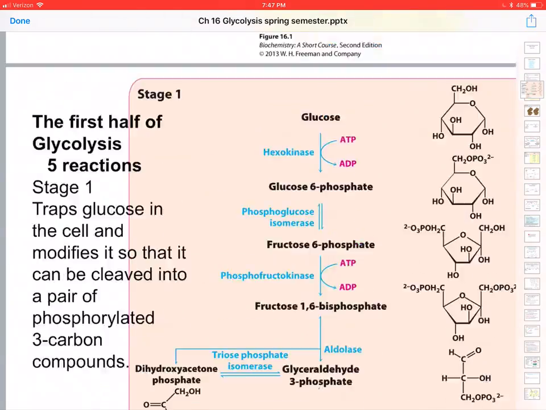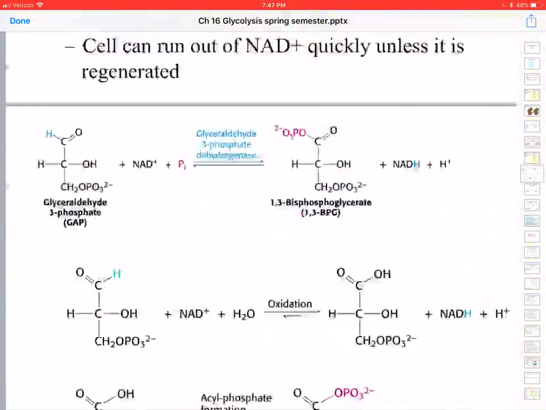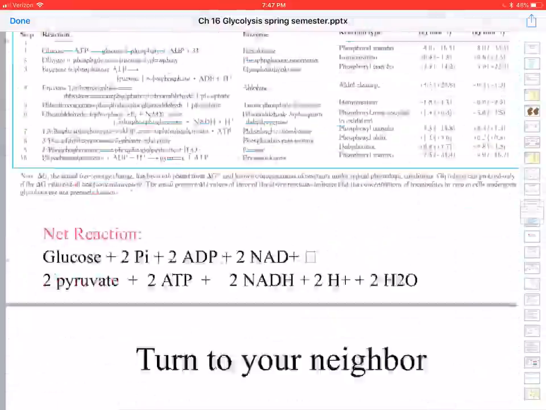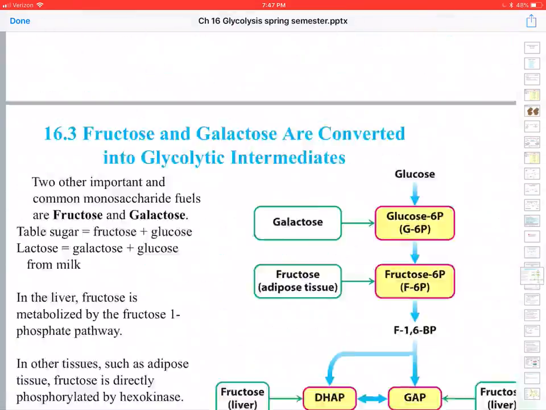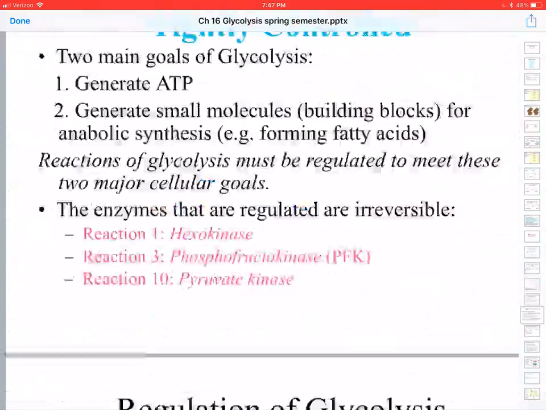Okay. Whoops. Oh no. I hate it when I do that. Now I have to scroll all the way through to try to find the right slide again. We're getting there.